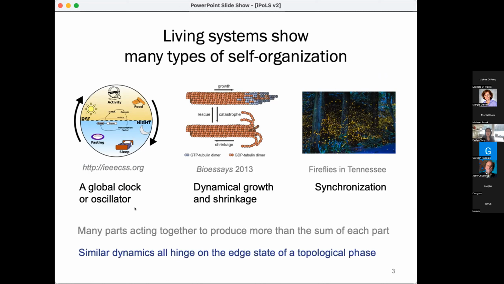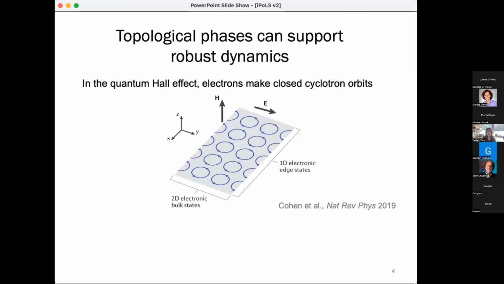To give an idea of the kind of topology I'll be talking about today, because that is what unites these different systems, I'm going to use an example from electronic, quantum physics, in which you have a two-dimensional conductor. With an external electric field and a perpendicular magnetic field, the electrons can move around and make cyclotron orbits. In this case, you can see that in the bulk, these cyclotron orbits just move around.